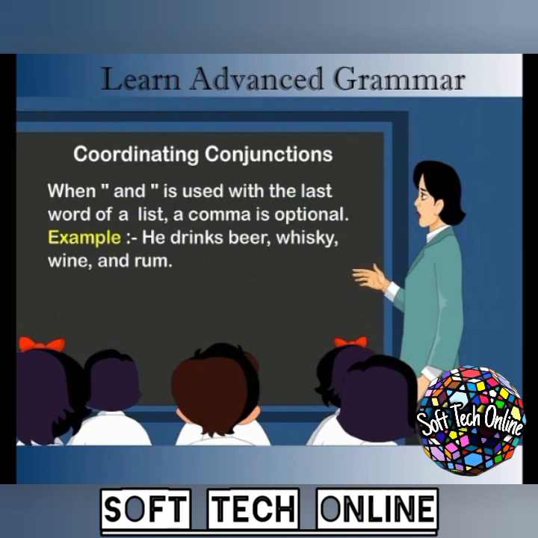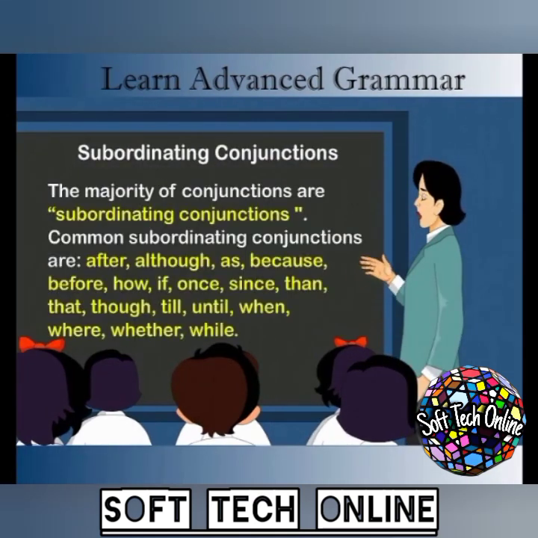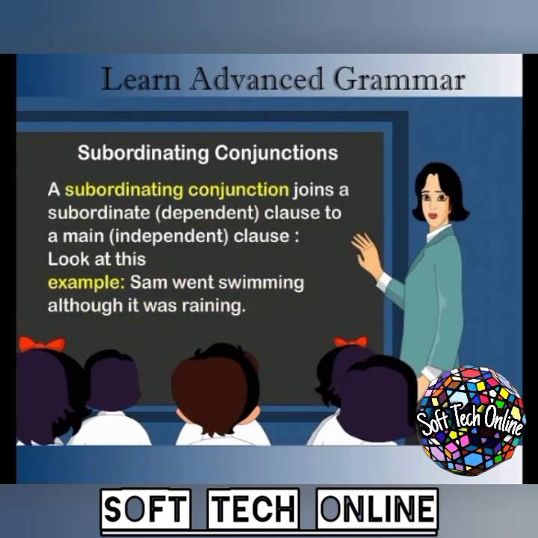When and is used with the last word of a list, a comma is optional. Example: he drinks beer, whiskey, wine, and rum. Subordinating conjunctions. The majority of conjunctions are subordinating conjunctions. Common subordinating conjunctions are after, although, as, because, before, how, if, once, since, than, that, though, till, until, when, where, whether, while. A subordinating conjunction joins a subordinate dependent clause to a main independent clause.